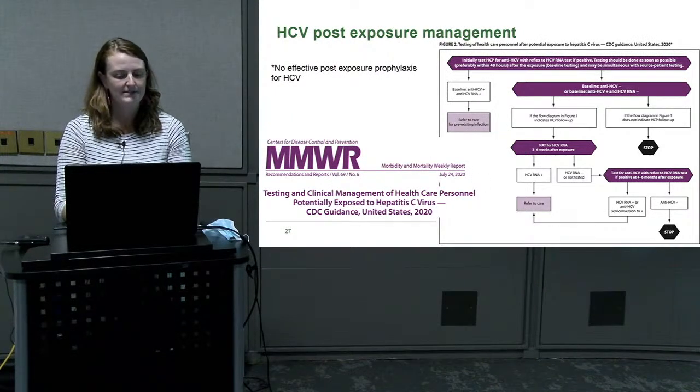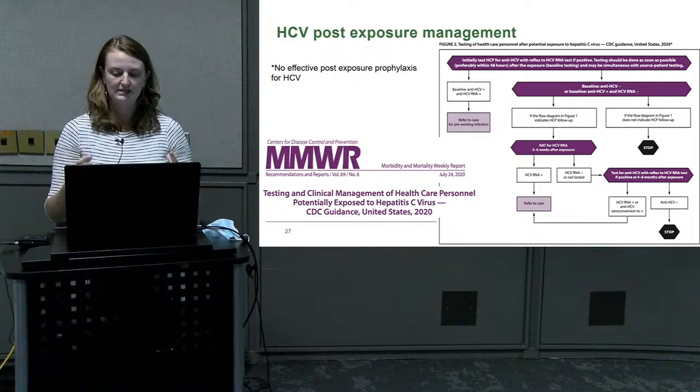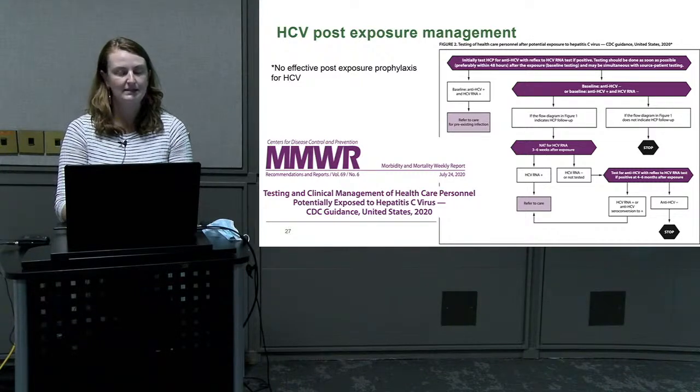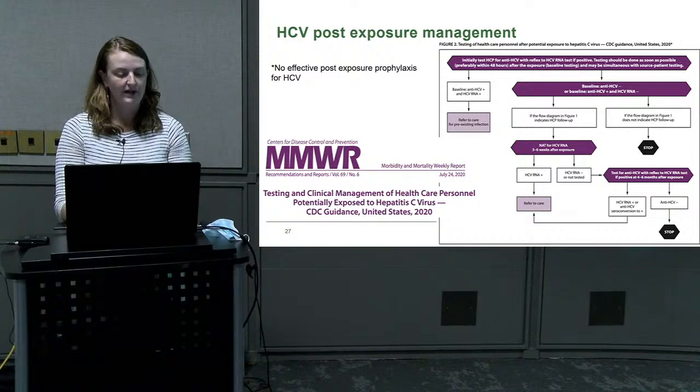And if you notice, the title of this slide is different than that for hepatitis B, which was entitled HBV post-exposure prophylaxis. This is post-exposure management. And that's because we do not currently have any effective post-exposure prophylaxis for hepatitis C. So the immunoglobulin that I described on the last slide, this is produced in the United States, and in general contains antibodies against hepatitis A and hepatitis B. But our current donor pool is screened for hepatitis C antibodies and they are eliminated from the donor pool. So therefore, immunoglobulin would not be helpful in this case. So instead of exposure prophylaxis, this is management.